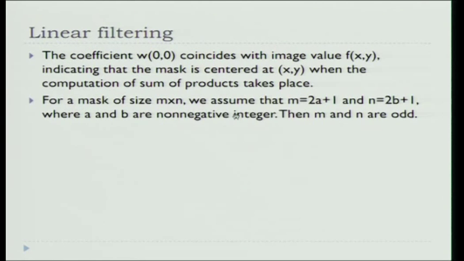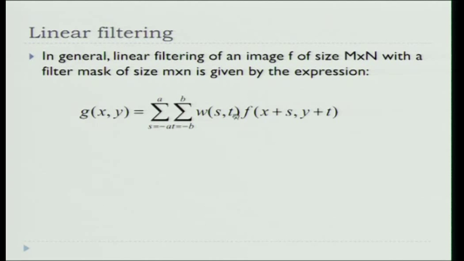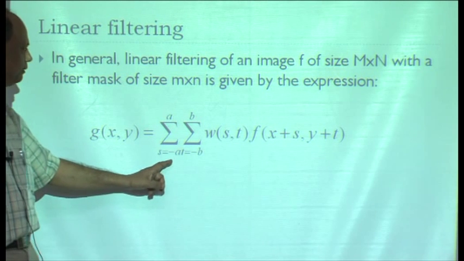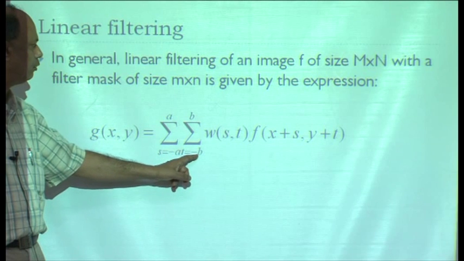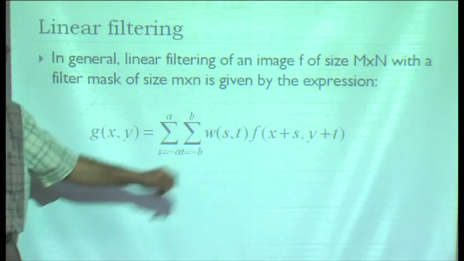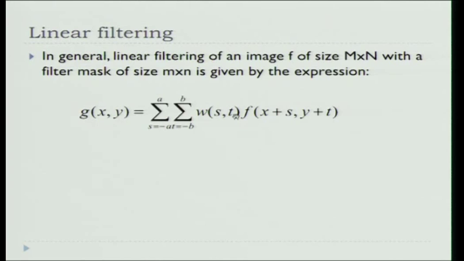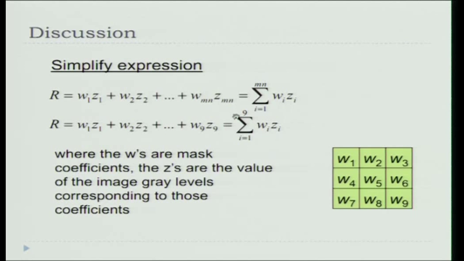And the size of this window is m cross n, which here is shown as 2a plus 1 and 2b plus 1, where a and b are non-negative integers, and obviously m and n are odd. So this is a general formula. Here I have assumed 2a plus 1 and 2b plus 1, and this is the formula for computing the central pixel. Agreed? That is the simplified way we have written.